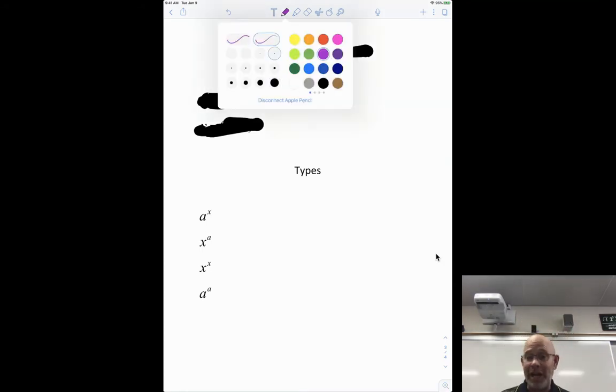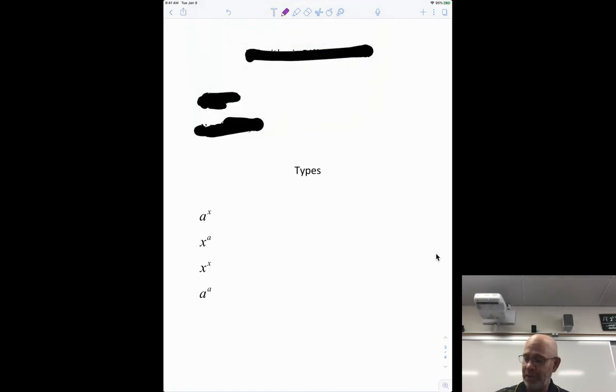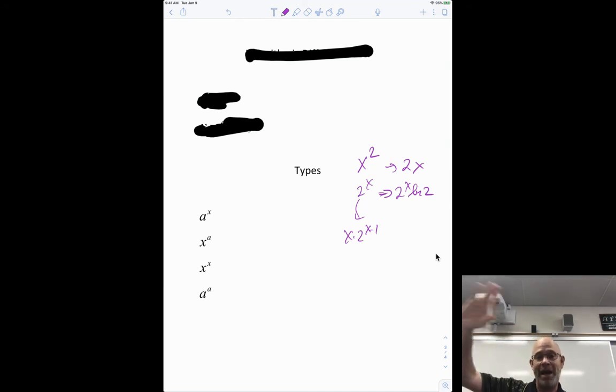I'm going to tell you there's 4 different types of things that look like power rules. So you've seen x squared. The derivative of x squared is 2x. You've seen 2 to the x. The derivative of 2 to the x is 2 to the x times ln 2. They look very much the same, but they're not, because the variable's in one place and the constant's in the other place. Don't do this when I go x times 2 to the x minus 1, because that's not the power rule. The power rule is x to a power, right? This is the other way around. This is a number to the x. So gotta be really careful with that.